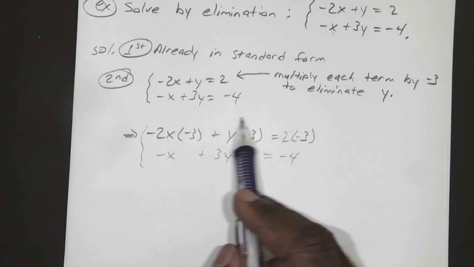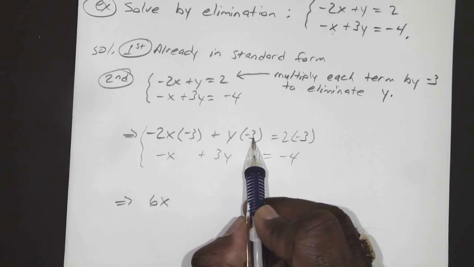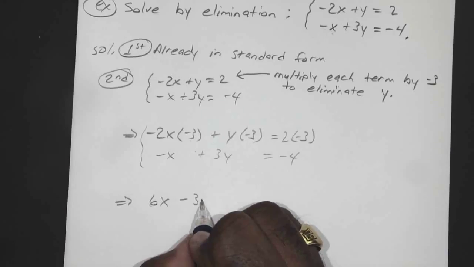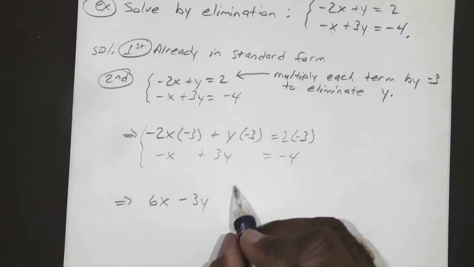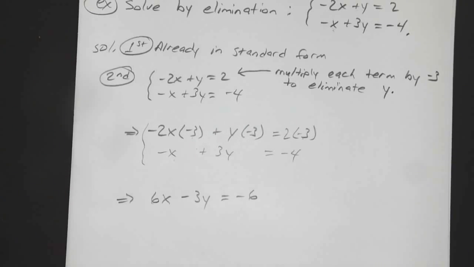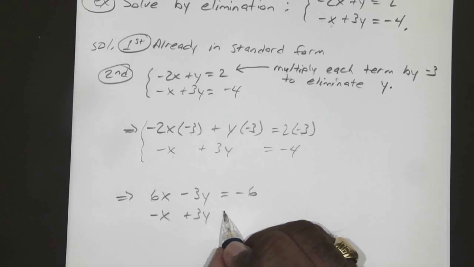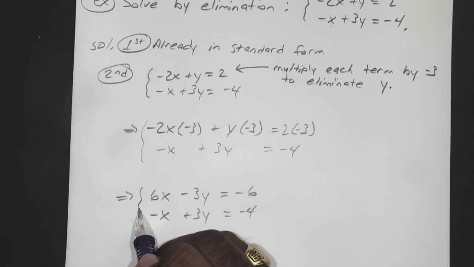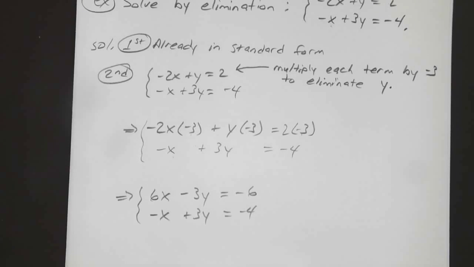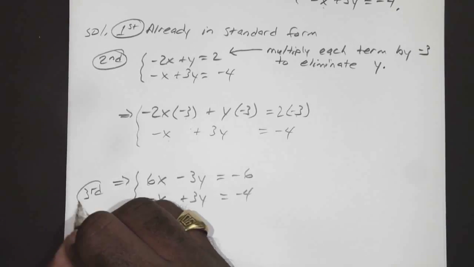Okay, so if we go ahead and simplify this one, negative 2 times negative 3 is positive 6, so we have 6x. Y times negative 3 gives us negative 3y. 2 times negative 3 is negative 6. And the second one stays the same. So we have negative x plus 3y equals negative 4. Okay, now once you do that, now you go ahead and add them together, which is our third step.